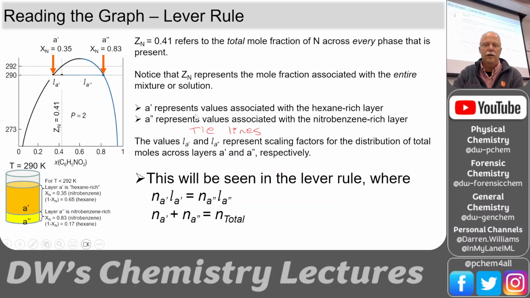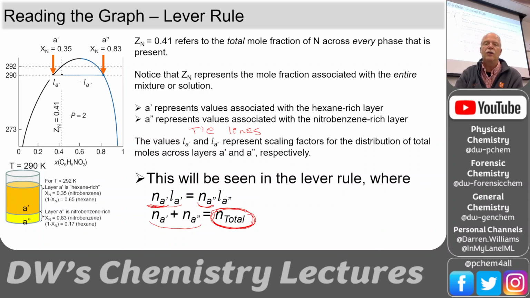This will be seen in the lever rule, where there are two equations and two unknowns. So we have the relative amounts of moles in each layer. This is the number of moles in A prime. This is the number of moles in A double prime. And those numbers of moles add up to the total. So to even do a lever rule problem, we have to know this. If we don't know the total number of moles in our beaker, then we can't speciate. We can't figure out what the distribution is.